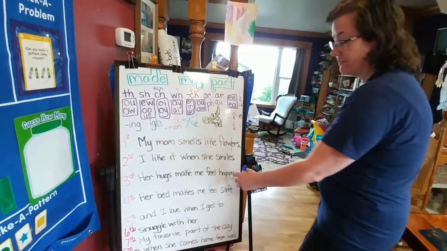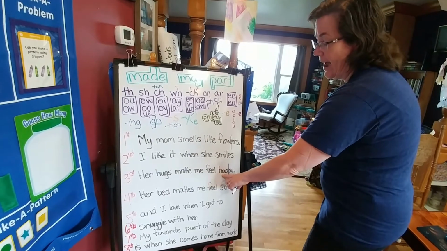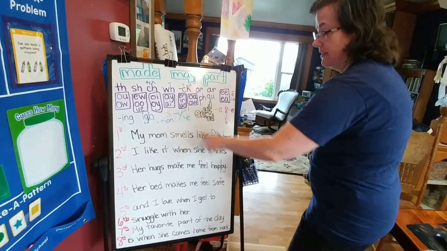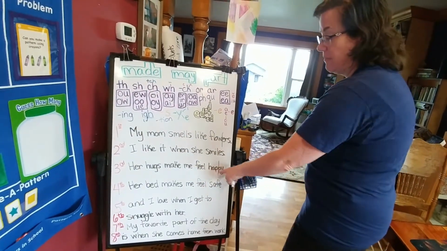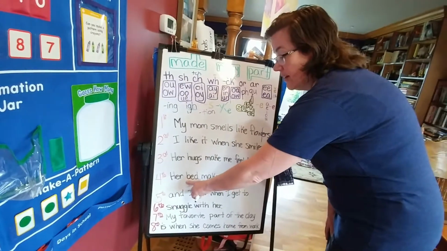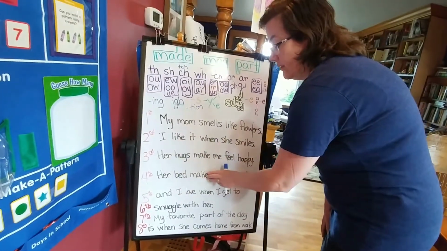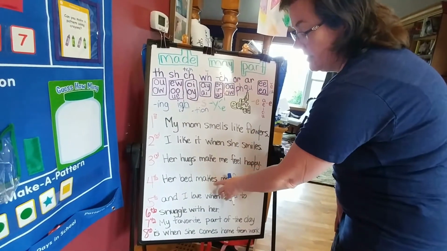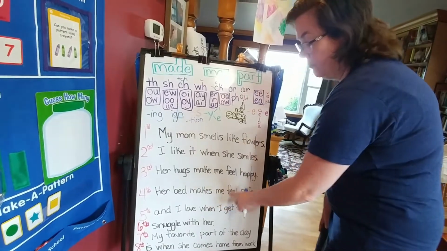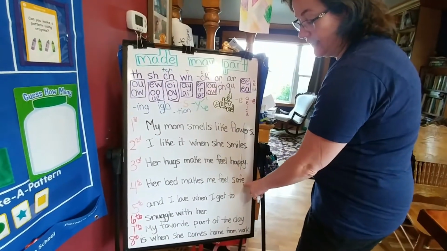Eel. Hap. And the Y that makes an E sound. E. Happy. Sight word her. Sound it out. Bed. I know this is my sight word make. Sight word me. Oh, there's another eel. Silent E.